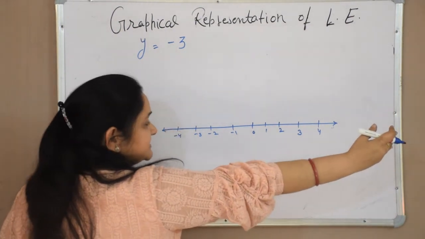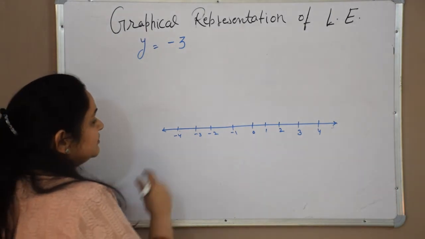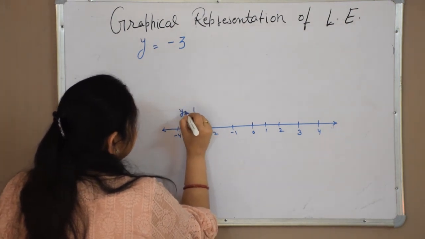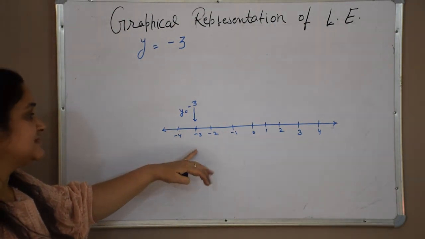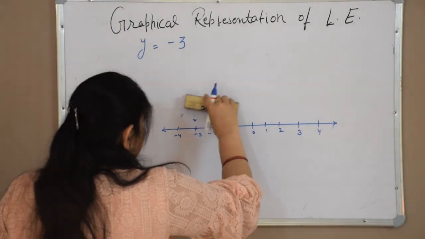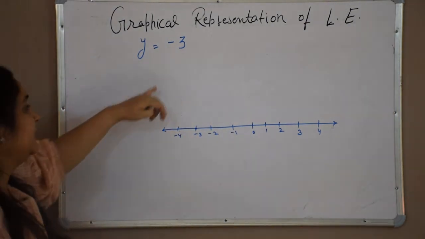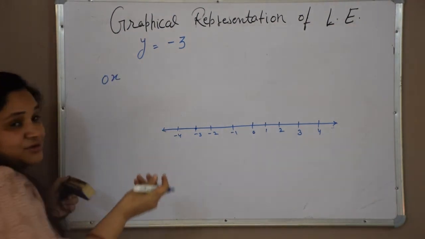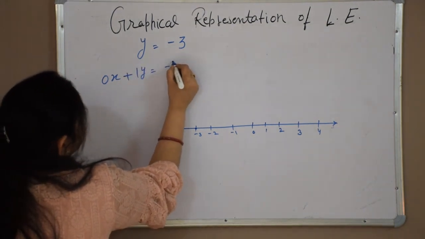On the right hand side we have positive numbers, on the left hand side we have negative numbers. So y is equal to minus 3 is here. So our graph is y is equal to minus 3. It represents y is equal to minus 3 in the form of a single variable. Now if they say to represent this linear equation in the form of two variables, first of all we will convert it. x is missing, so we can write 0 into x, because 0 into x is again 0, and y we can say 1y is equal to minus 3.